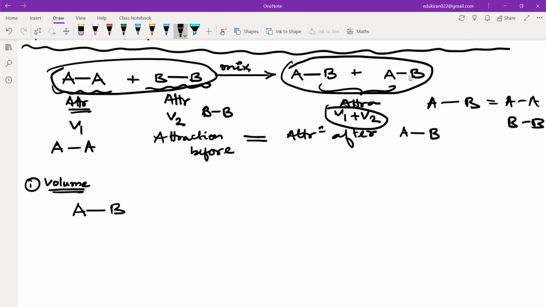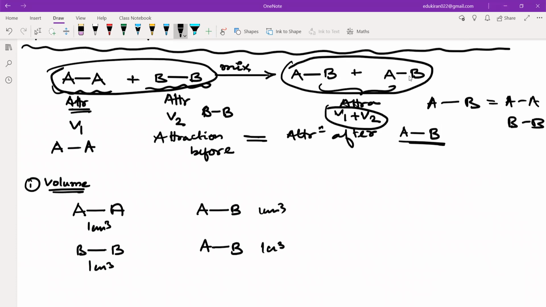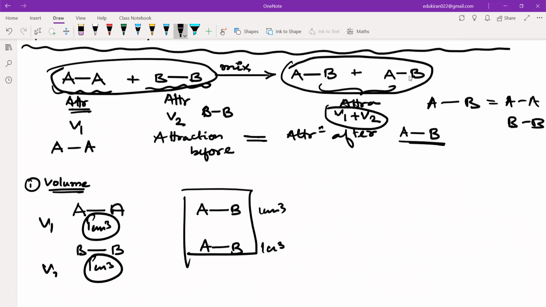Should we take an example with amounts? Let us say AA is taking 1 centimeter cube and BB is taking 1 centimeter cube. What will you get in the solution? You will get one AB and another AB. For AB also, we are saying the AB distance is also equal to AA and BB. So this will also be 1 centimeter cube, and this will also be 1 centimeter cube. So the volume you see here is equal to how much? V1 plus V2. Correct? Yes. What about others? The volumes are equal.